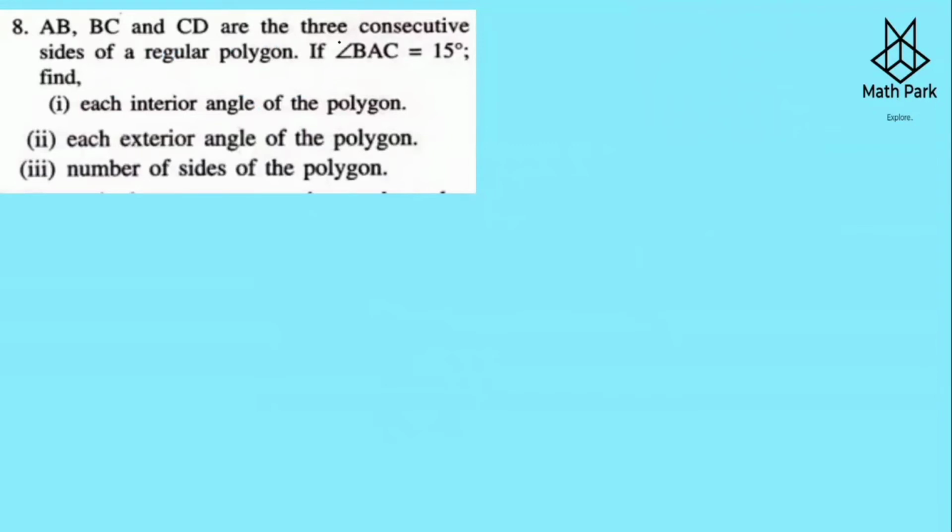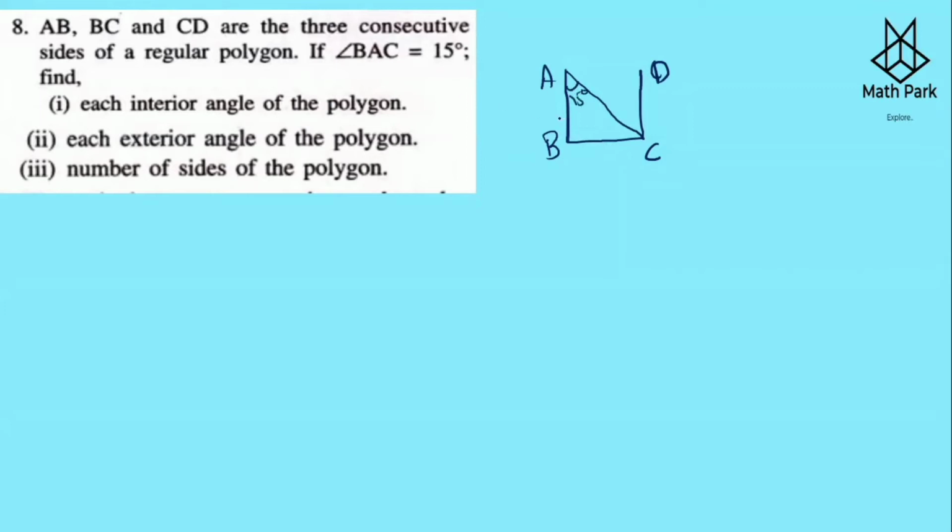AB, BC, CD are 3 consecutive sides of a regular polygon. So let us take, for example, this is your AB, this is your BC and this is your, say, CD. We know only these 3 sides. They are the 3 consecutive sides. We don't know how many sides it has. We have just drawn these 3 lines. And you are given angle BAC. If I draw this diagonal, we have angle BAC equal to 15 degrees.